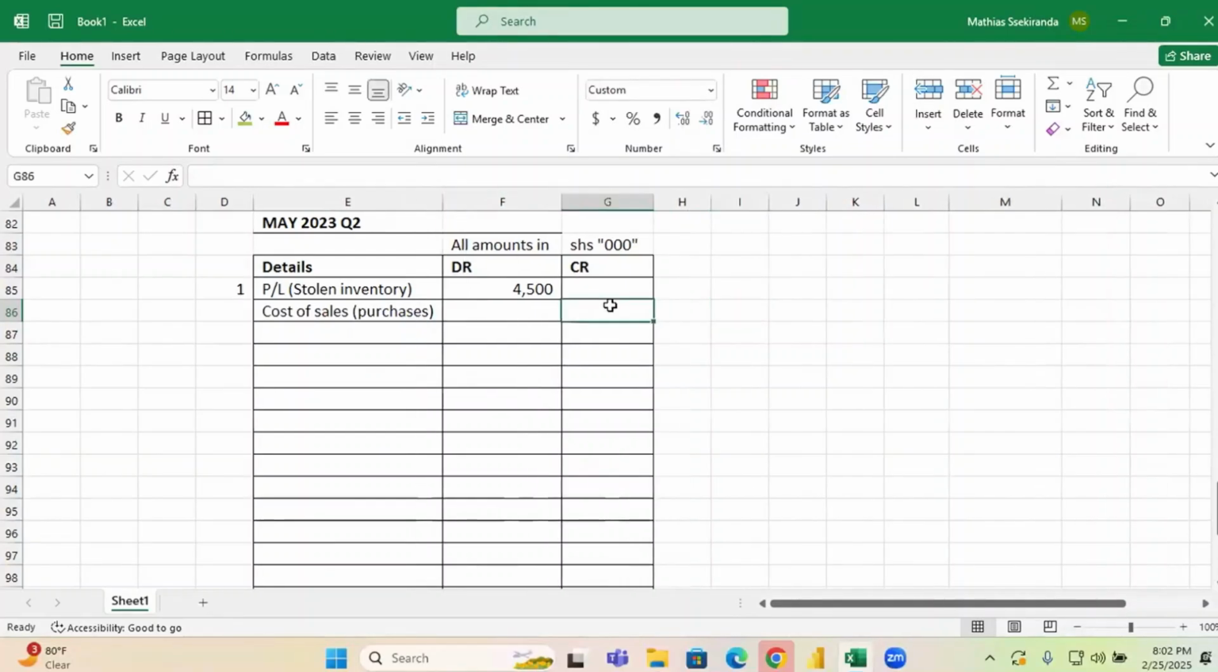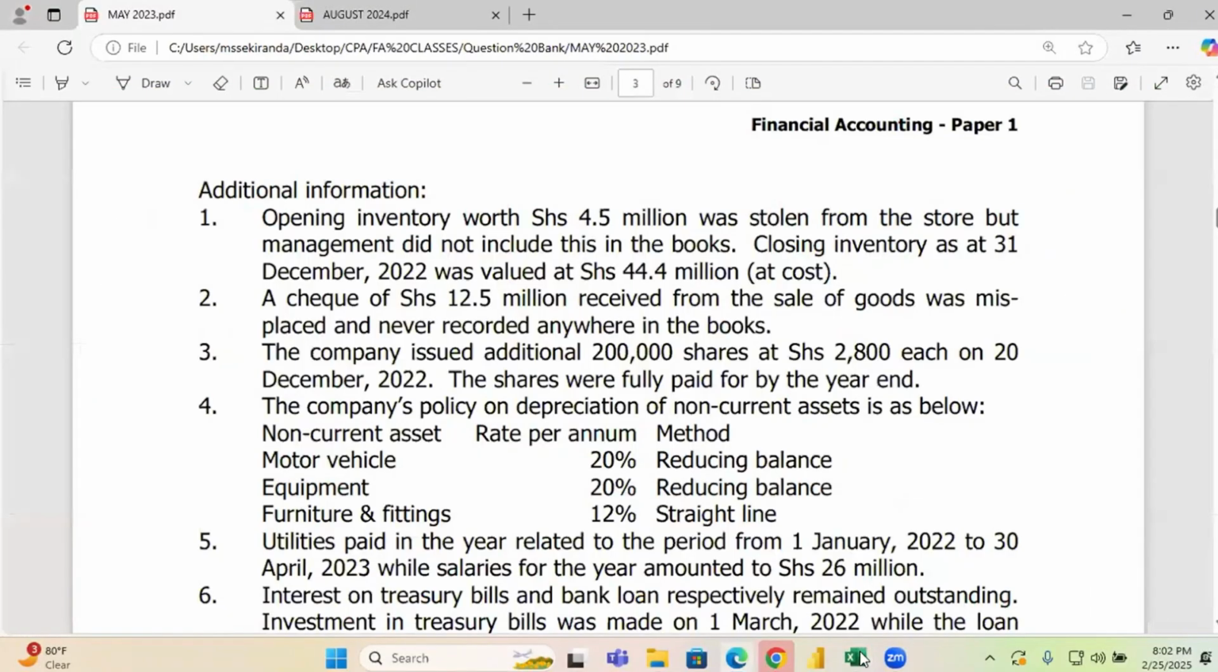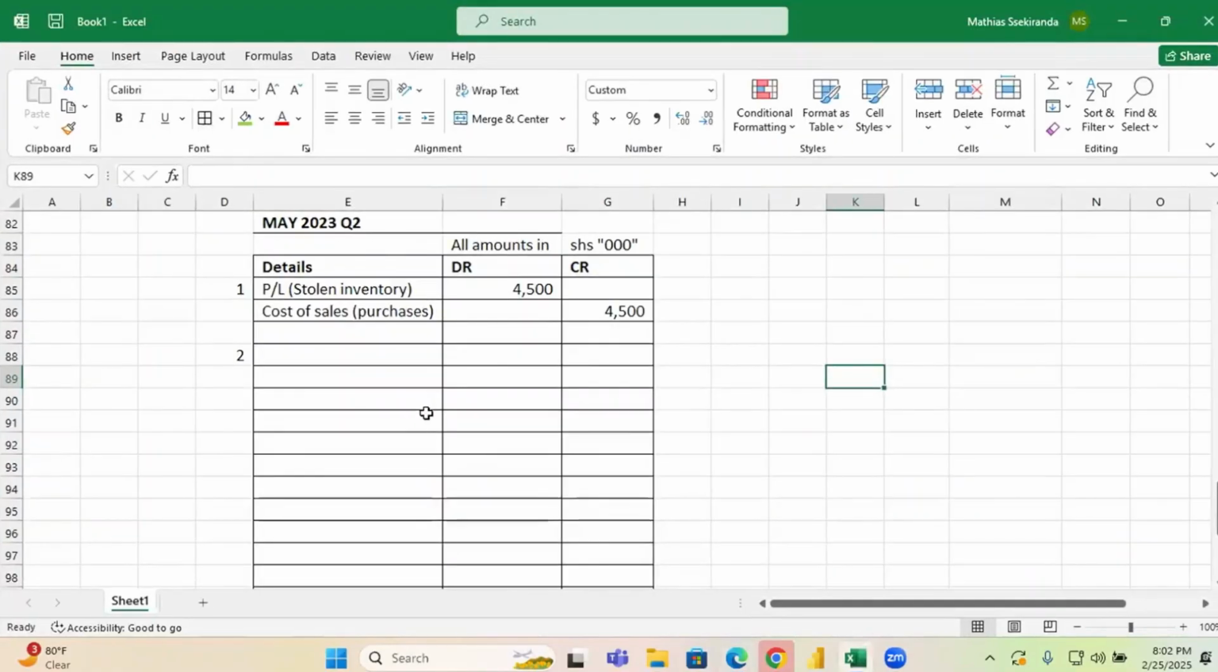In the cost of sales. So that's why I was saying last time that if you have stolen, destroyed, or drawn goods, we list them under cost of sales. And we also recognize an expense under expenses. This entry had two figures. The closing stock, they told you the closing inventory was valued at 44.4 at cost. The examiner just wants you to pass that entry.